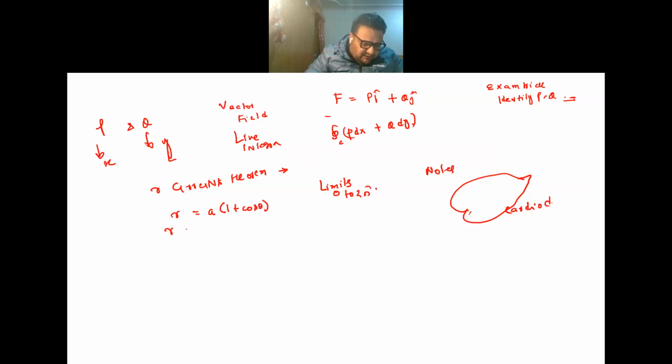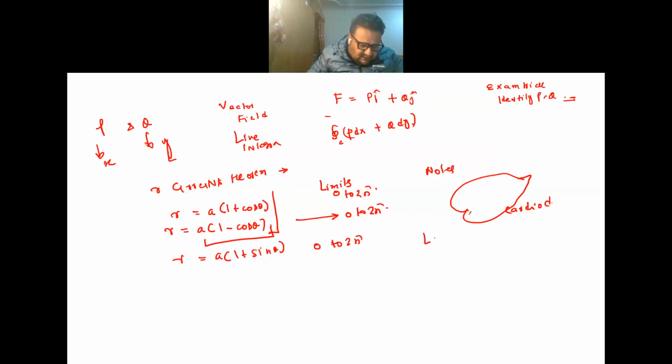This can be proven also, but in GATE we have less time, so you just keep it in mind. If the shape is of the form a(1 plus or minus cos theta), then it's 0 to 2 pi and it's a cardioid. Or if it is in the format a(1 plus sin theta), then also it is 0 to 2 pi, and the shape is called a limaçon. Similarly, in the opposite direction, r equals a(1 minus sin theta), in that scenario also it will go from 0 to 2 pi.